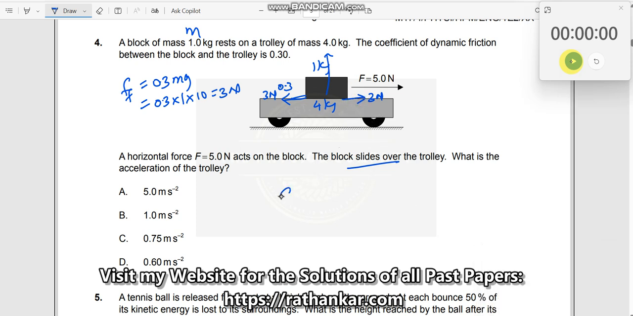Now the acceleration of this trolley would be the total force, 3 Newton, divided by the mass of this trolley, which would be 4 kg. So this should be 0.75 meter per second square. Thus the answer is C over here.